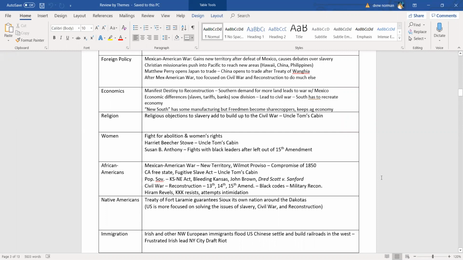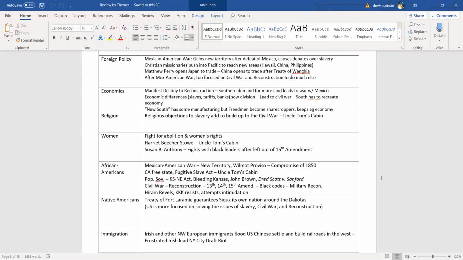Well, the primary foreign policy event is the Mexican-American War, where we fight Mexico to gain territory from them, which then sparks the debate over slavery. During this time period is also when we begin reaching out into the Pacific. Hawaii, China, and the Philippines all have American missionaries reaching out to them. Now, it's not in this time period we began taking control of them. These are the first groups to go out and establish relationships with these areas. The next time period is when imperialism truly begins.